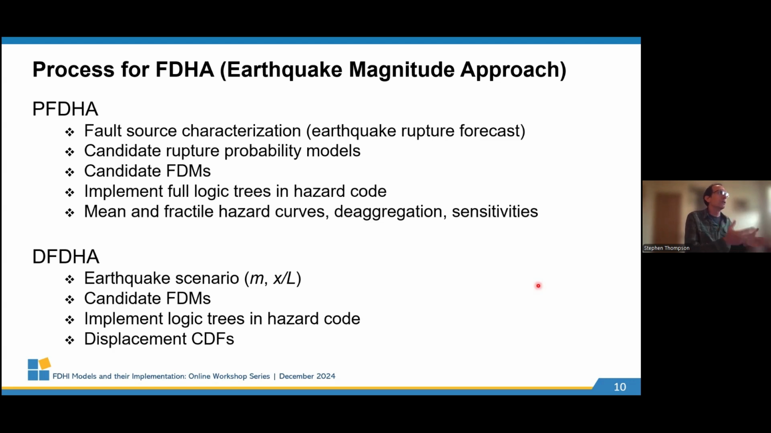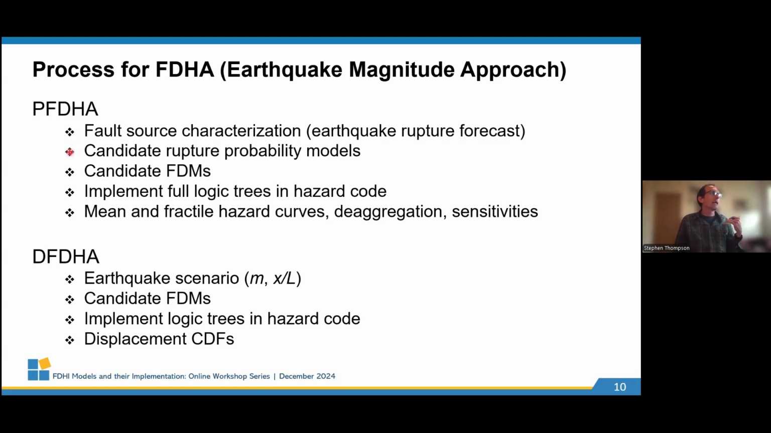So now, turning our attention to the fault displacement analysis, we are focusing on the earthquake magnitude approach, as we've mentioned several times. For the probabilistic displacement hazard analysis, we need to develop a fault source characterization, or as the USGS has started to call them for the national hazard maps, an earthquake rupture forecast.